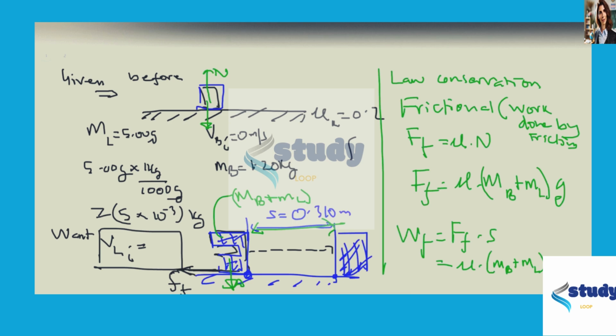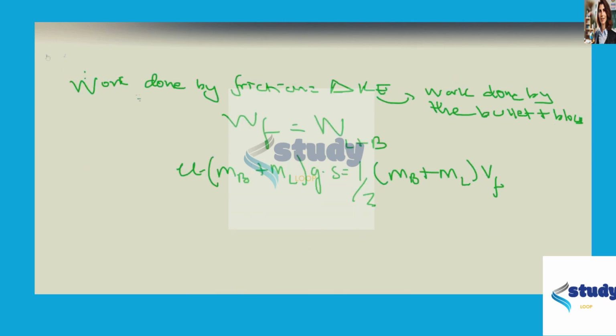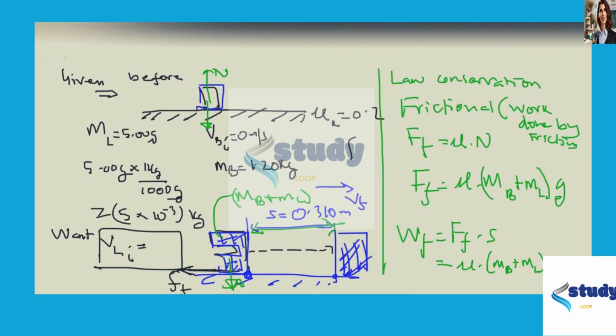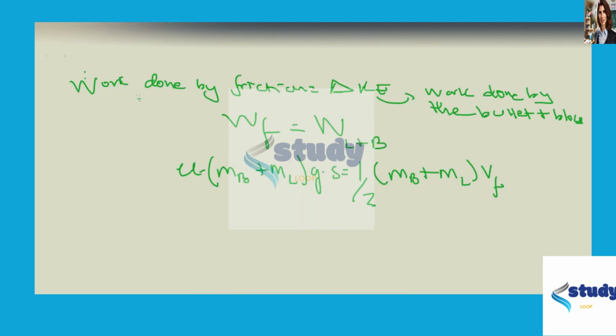Remember, if you go back, you see that the system is going to be moving this way with the final velocity. It's going to be moving towards the right with the final velocity. So we have the initial velocity of the bullet, and then the final velocity of the bullet and the block. This is the final velocity of the block and the bullet, and we square that.